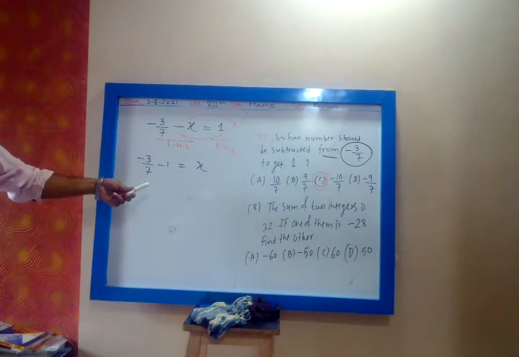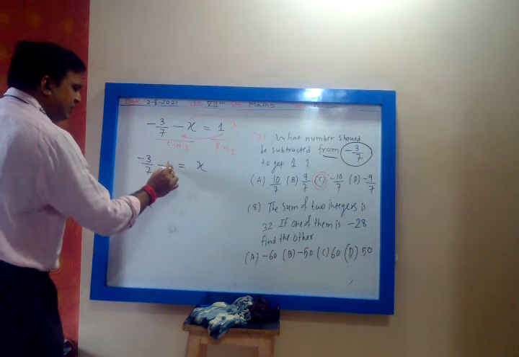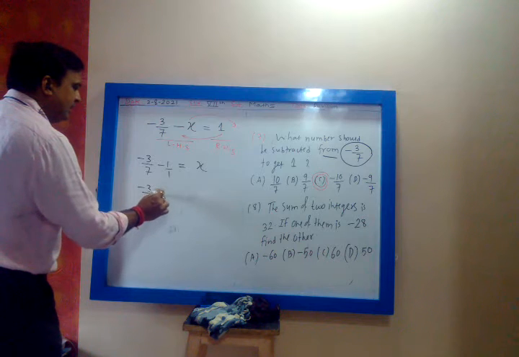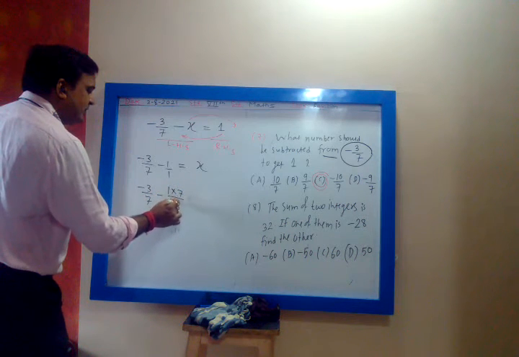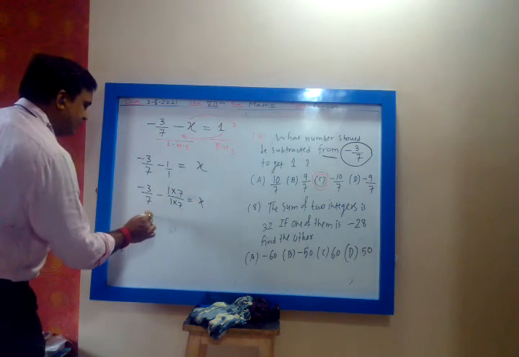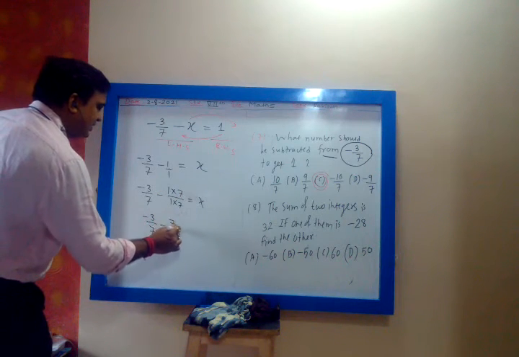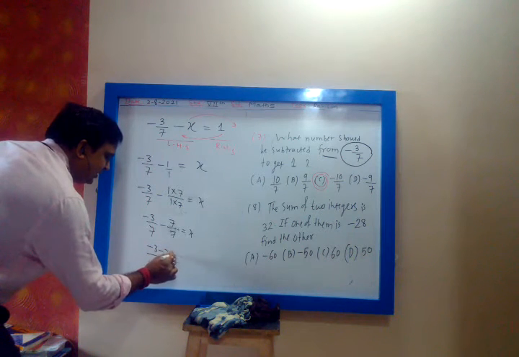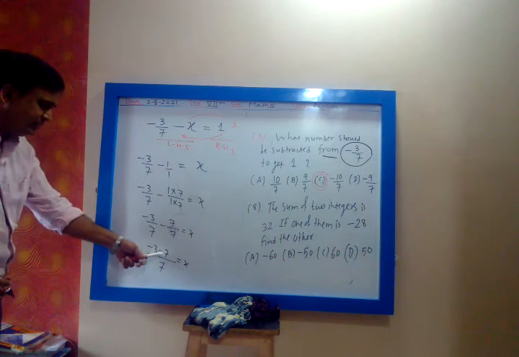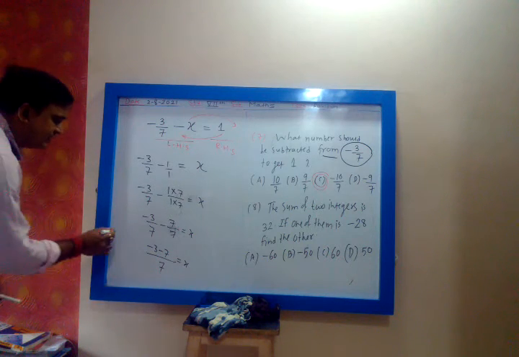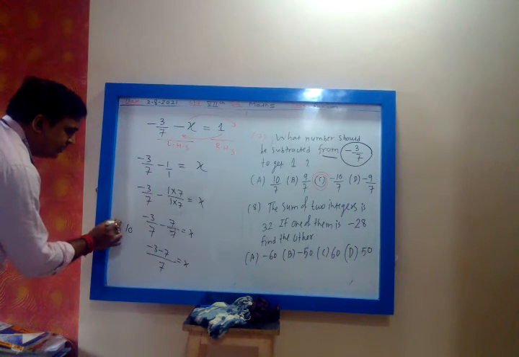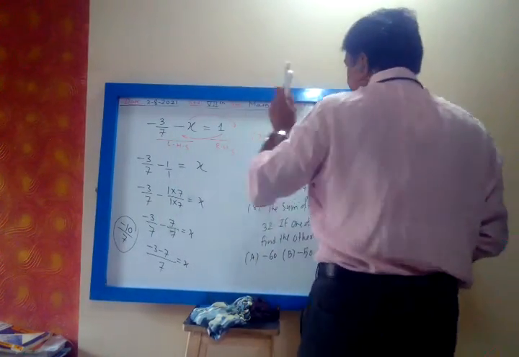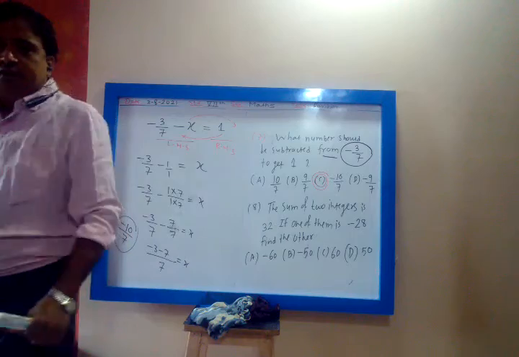Now make the denominator equal. 1 I can write as 1 upon 1. Now take LCM of 7 and 1, that is 7. So minus 3 by 7 minus 1 into 7 upon 1 into 7 is equal to x. So minus 3 by 7 minus 7 by 7 is equal to x. Now the denominator is the same, so I can simplify the numerator. Minus 3 minus 7 is x. Minus minus, same sign: you have to add the numbers and take the common sign. 7 plus 3 is 10. Common sign minus. Minus 10 by 7. So the correct answer is minus 10 by 7. Okay. So minus 10 by 7 is the correct answer.